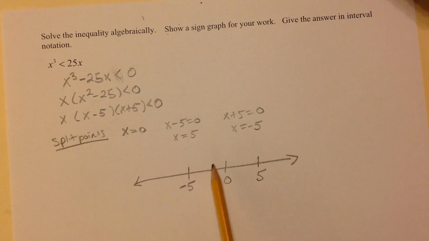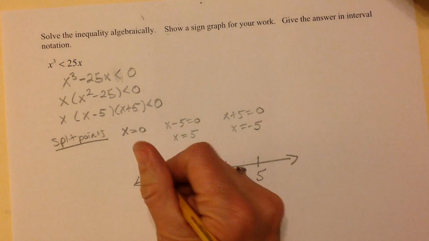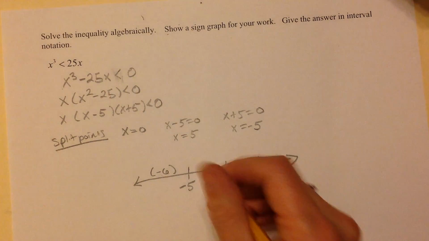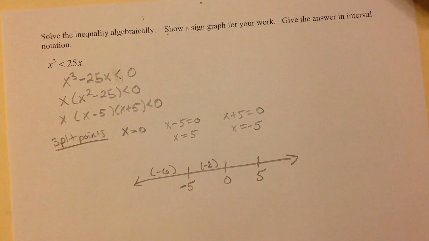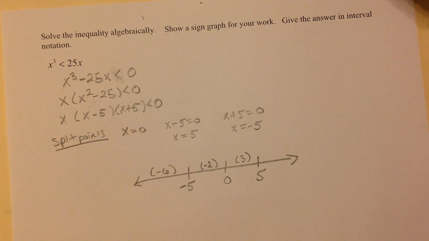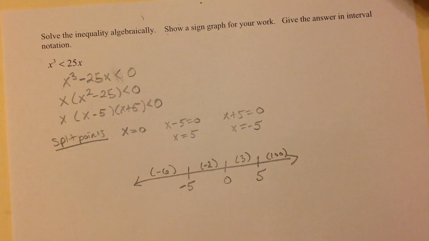Pick your favorite number within each region. Don't pick a split point. Pick something in between. So here I'm going to pick negative 6. In between negative 5 and 0, I'm going to pick negative 2. In between 0 and 5, I'm going to pick 3. And greater than 5, I'm going to pick 100. Any number within the region. It doesn't matter which one you pick.